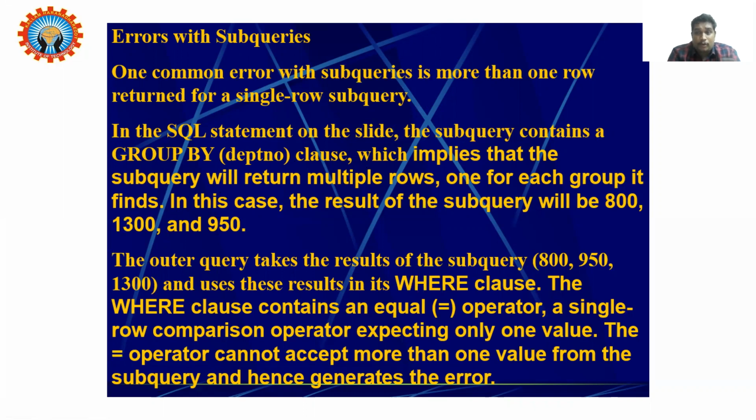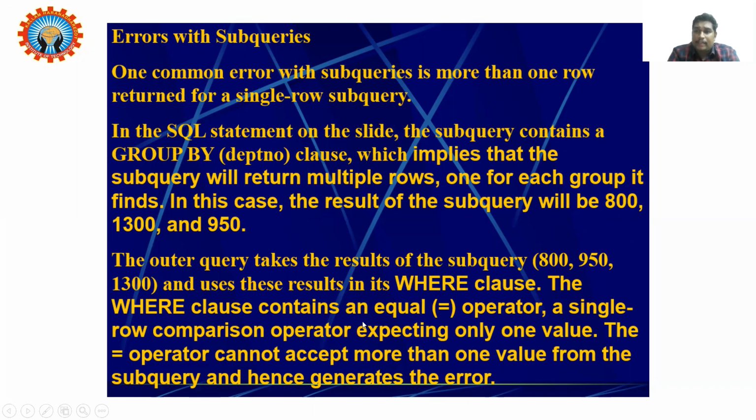I hope you understand. Whenever you use group by, it results in two or more rows. Until now, we discussed only single-row queries. Now if you use group by, it has to compare with two or more rows, so it should not be operated with single-row operators. For each group it finds a minimum. In this case, the result of the subquery will be 800, 1300 and 950, the minimum of each department. The outer query takes these results and uses them in its where clause.